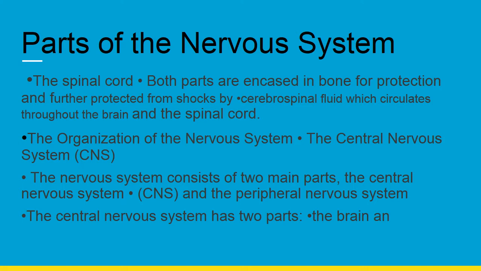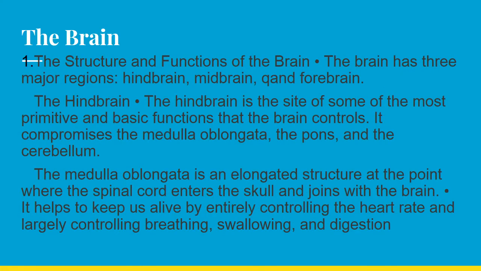The brain and spinal cord are encased in bone for protection and further protected from shocks by the cerebrospinal fluid which circulates through the brain. We are going to know about this fluid again in the later slides. So again, the same thing is given here, the division of the nerve. The brain has three major regions, the hindbrain, the midbrain, and the forebrain.